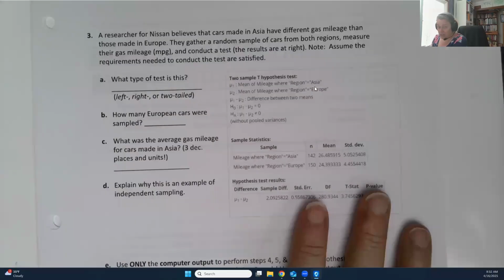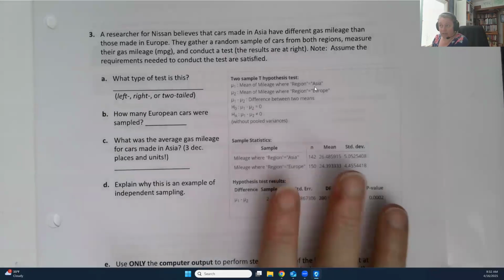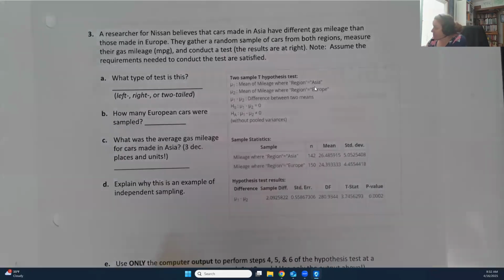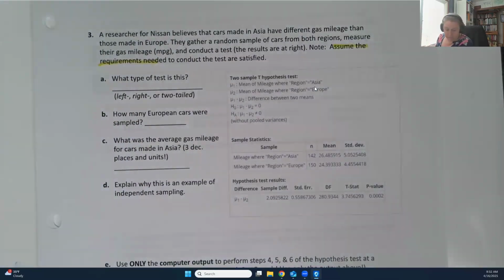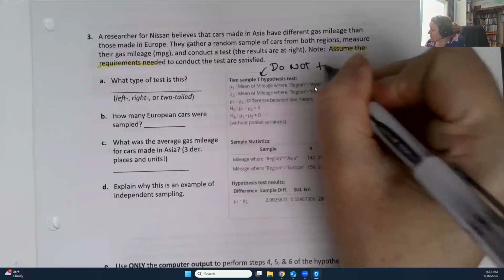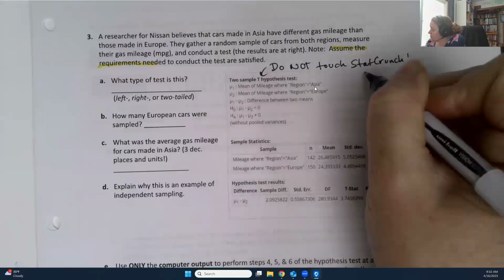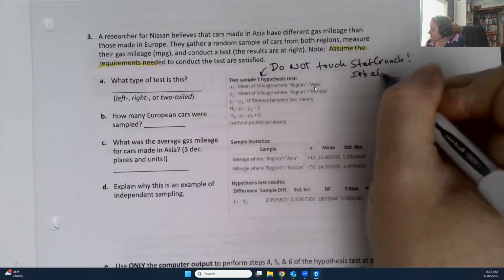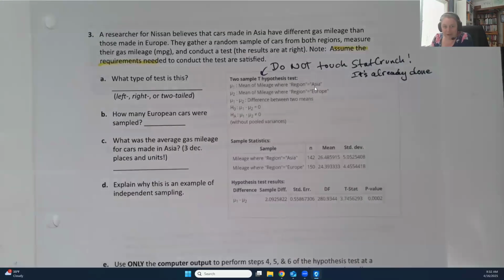The test is done. You're not going to do it. You're not going to touch StatCrunch, right? So everything is done and the requirements are satisfied. It says, assume the requirements are satisfied, meaning don't check random, independent, normal, all that good stuff, right? So when you see this box, that means do not touch StatCrunch. It's already done. I always have some students trying to go to StatCrunch and rebuild it. I'm like, no, no, no. You're just reading the output.